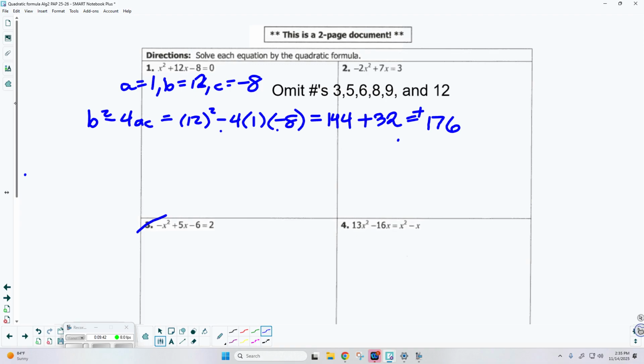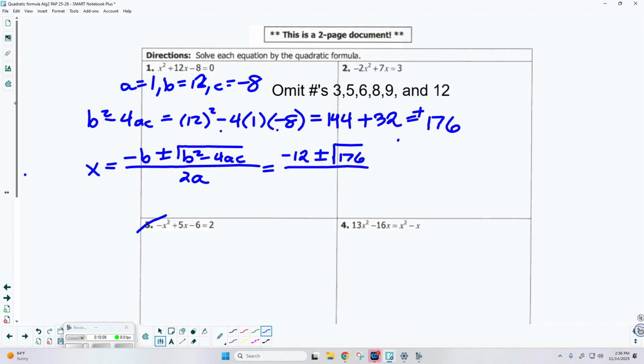Okay. So now to the formula. x equals the opposite of b plus or minus the square root of b squared minus 4ac, all divided by 2a. All right, so what's the opposite of b? Negative 12, plus or minus. We found the discriminant to be 176. And what are we going to divide that by? 2. All right. So again, we have a non-perfect square that we just need to go ahead and break down.